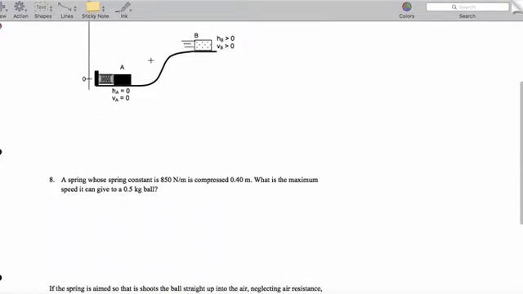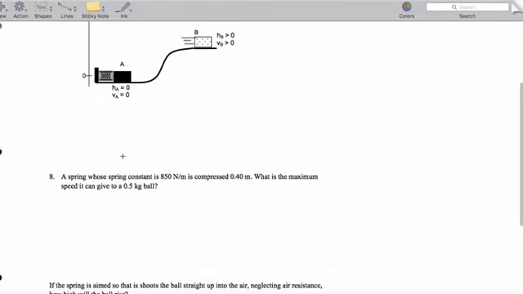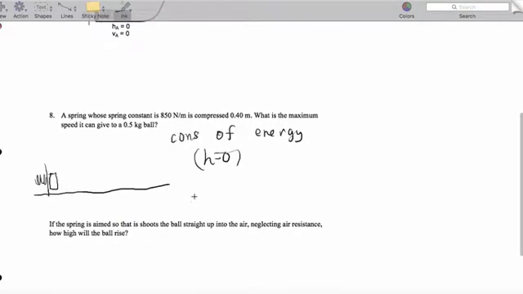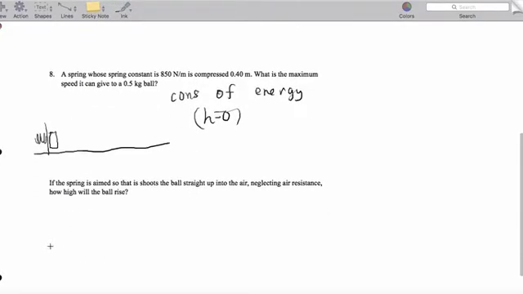Now number 8. Number 8, the situation is like this. So this is no friction, and I have the spring that's compressed, and this is going to be a conservation of energy. Assume that H equals 0 and that there's no friction. Now here, we're going to change the problem around. So we have all E elastic, and it becomes all E gravitational.